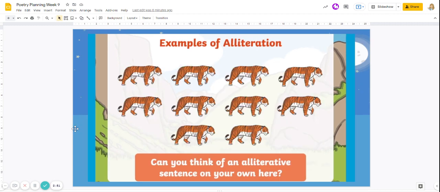So now let's have a look at this picture. I want you to pause the video and see what you can come up with. From the picture, have you guessed that the noun is tiger? Therefore, the alliterative sound is T or the letter T. So I want you to come up with a relevant adjective that also starts with the letter T, or maybe a full alliterative sentence. Pause the video and write something on your lined paper.